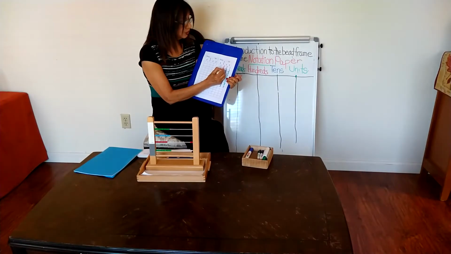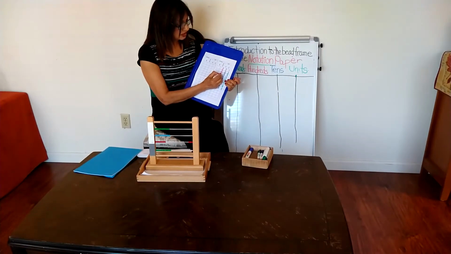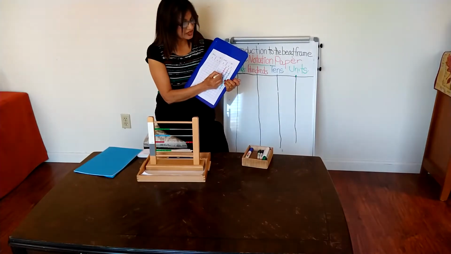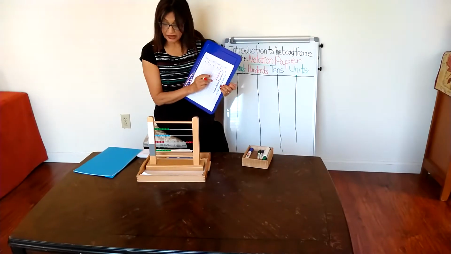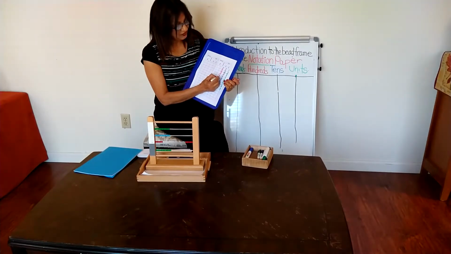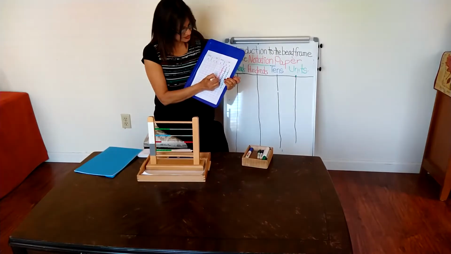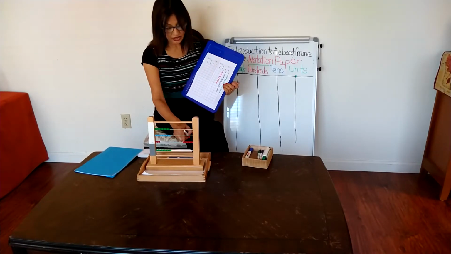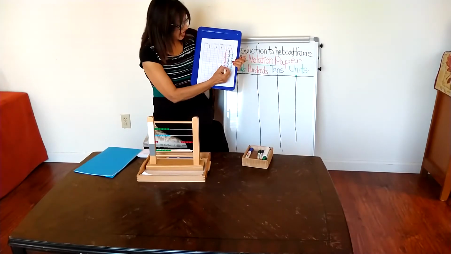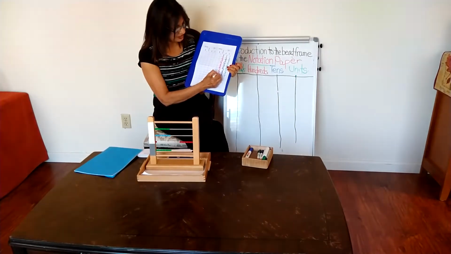200s. 300s. 400s. 4 hundreds on the vertical line on the notation paper. 5 hundreds, 6 hundreds, 7 hundreds, 8 hundreds, 9 hundreds.